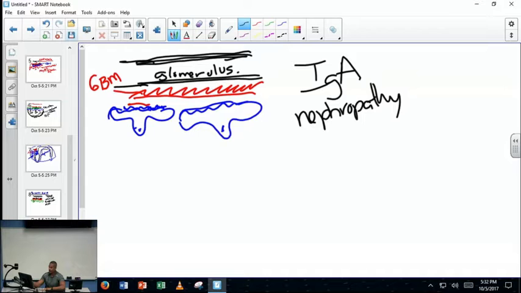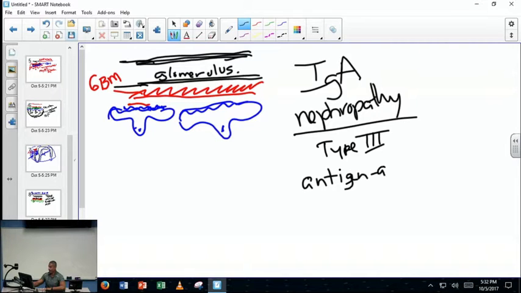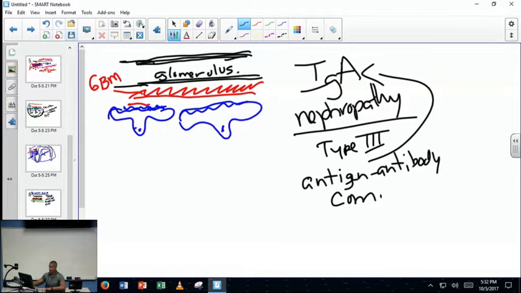Let's say you have IgA nephropathy, which is a type 3 hypersensitivity. So it's antigen-antibody complexes. Of what? IgA. They think it's caused by initiation with a viral infection. Unlike a streptococcal glomerulonephritis, it happens pretty immediately, within a day or so.